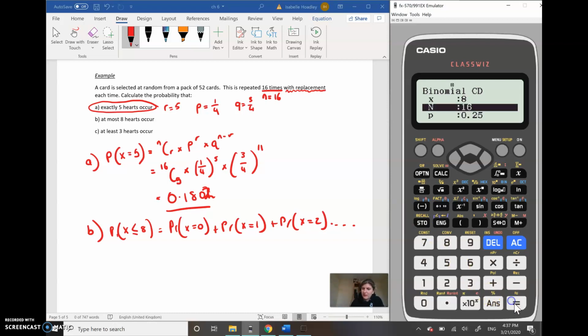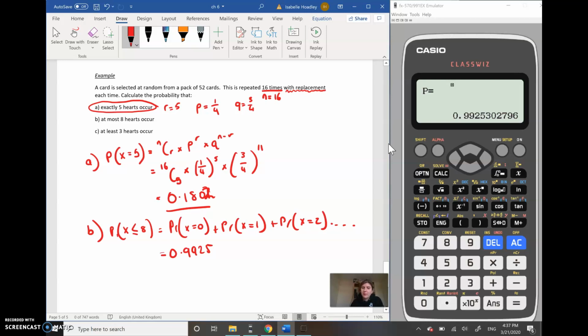So again, we're going to go down. Okay, and there we end up with 0.9925. So again, super likely that you pick out less than 8 hearts.